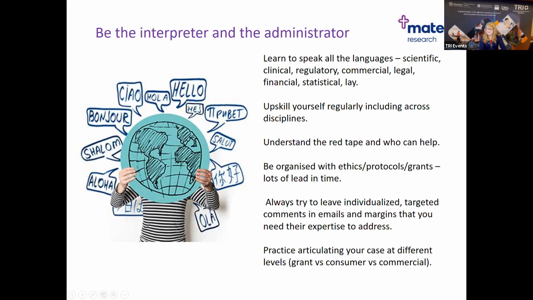And practice articulating your case in front of people at different levels. So as I said, it's not just about learning the language, but being able to articulate it to the right audience. So if you go into a commercial meeting, you speak that language, and then you can shift gear and speak a different language when you go into a different meeting.